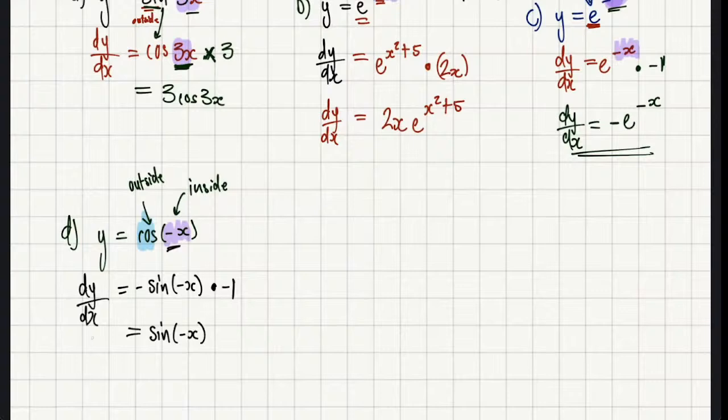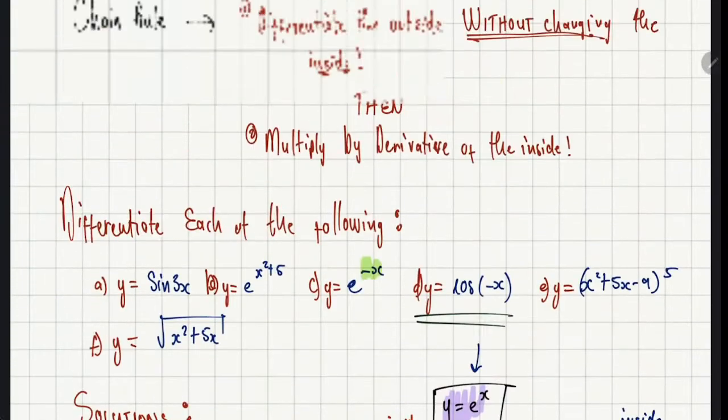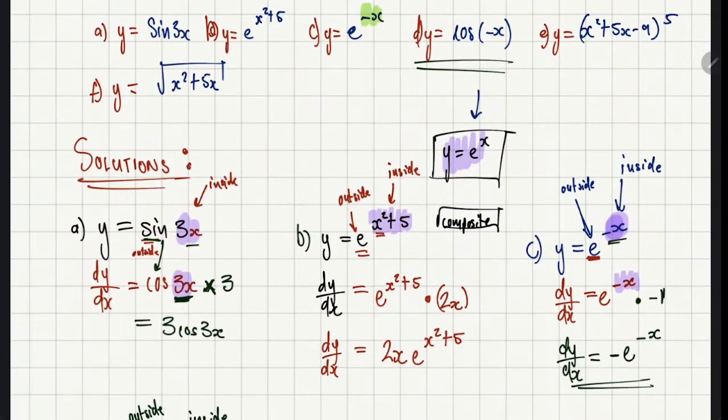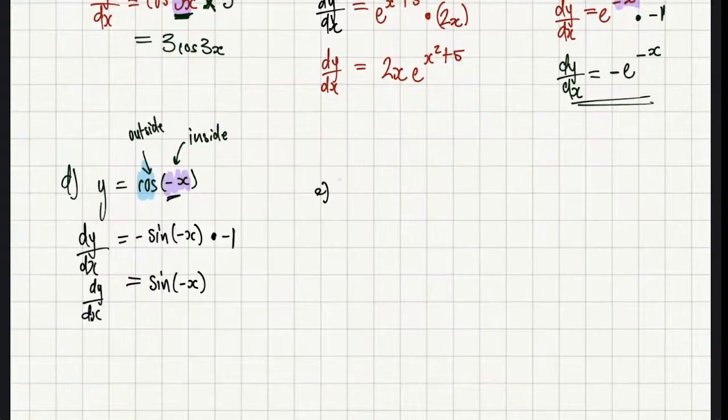This is your dy dx. Wow! Great mathematician right there. Because you know which method to use and why you do it. Let's do this. X squared plus 5x to the negative 9.